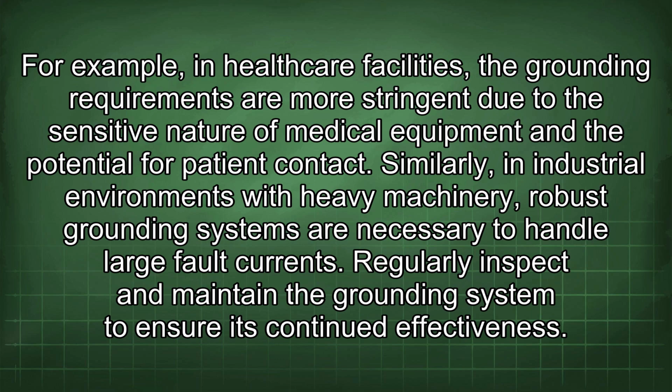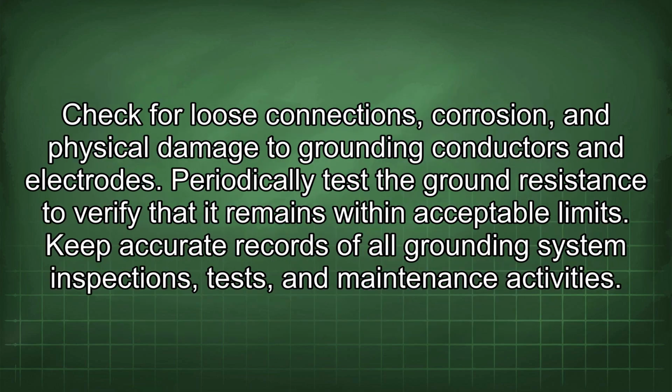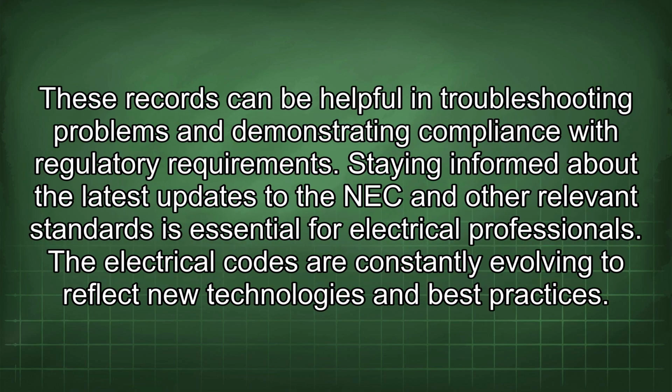Regularly inspect and maintain the grounding system to ensure its continued effectiveness. Check for loose connections, corrosion, and physical damage to grounding conductors and electrodes. Periodically test the ground resistance to verify that it remains within acceptable limits. Keep accurate records of all grounding system inspections, tests, and maintenance activities. These records can be helpful in troubleshooting problems and demonstrating compliance with regulatory requirements.